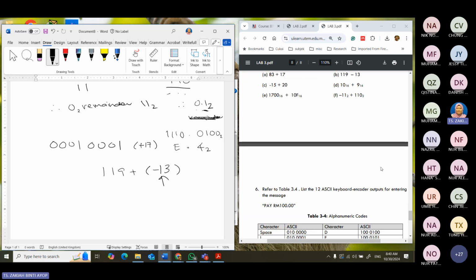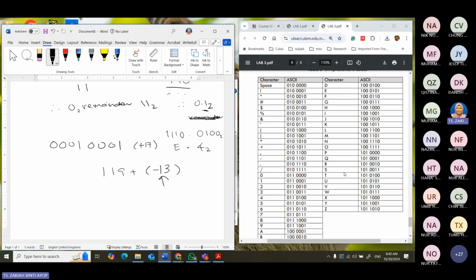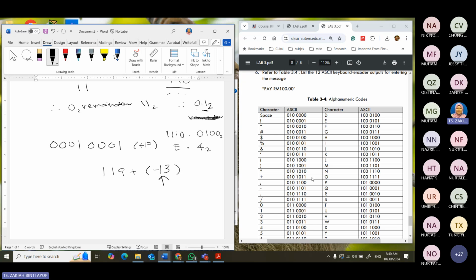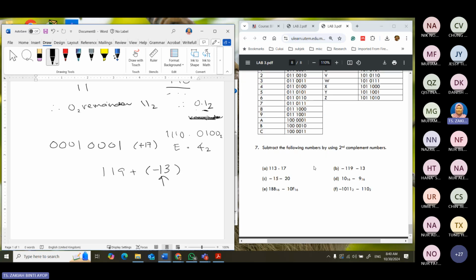Now, question D, E, and D and E is the same thing. F also is the same thing. Now, for these questions, 7, also the same. Let me check. Yes, that's it. It's the same thing. You can do this operation for the subtraction using the 2's complement.